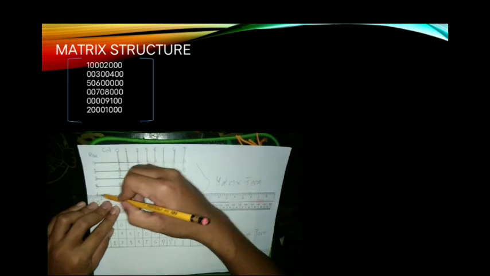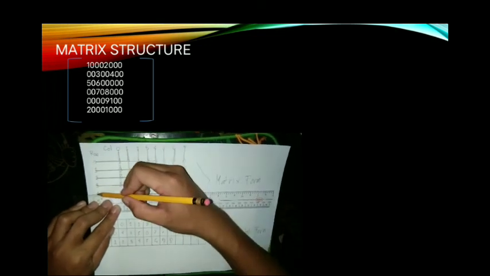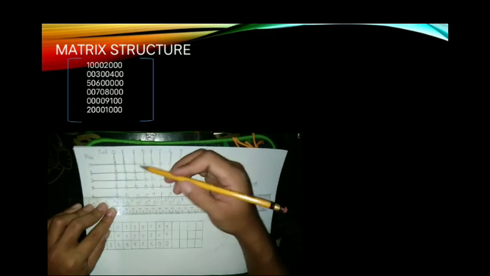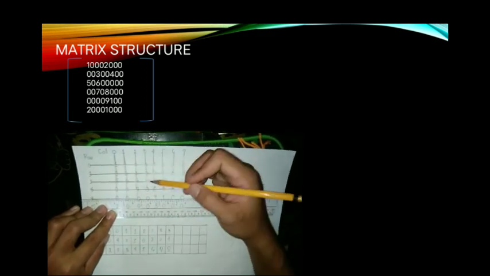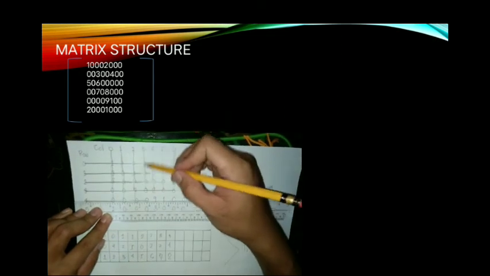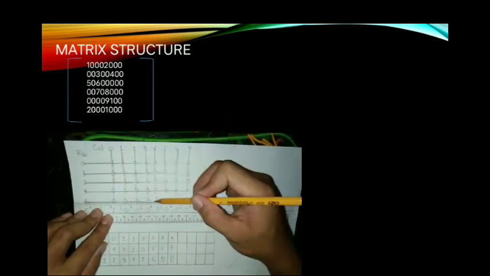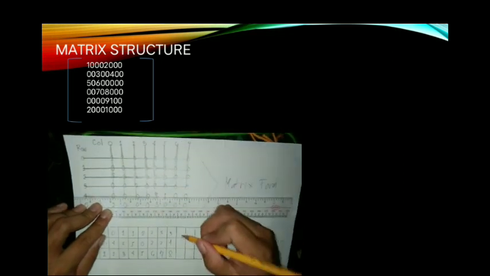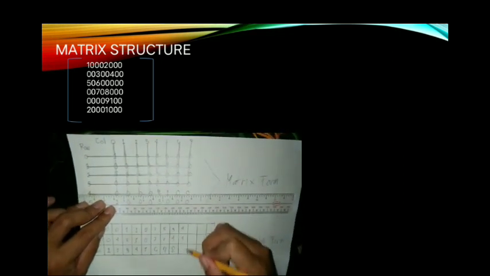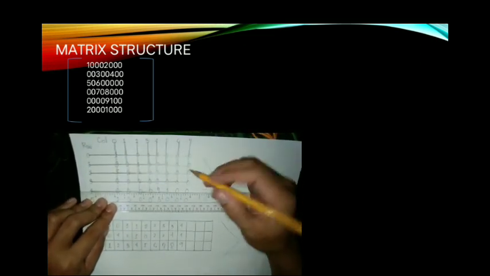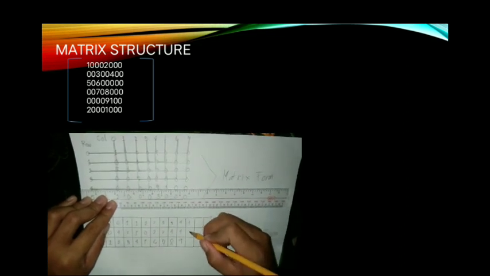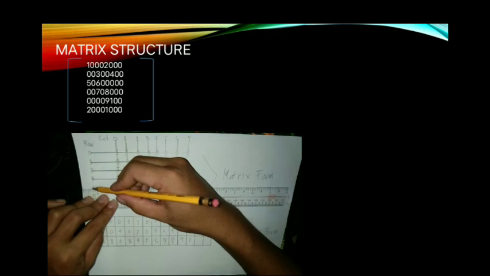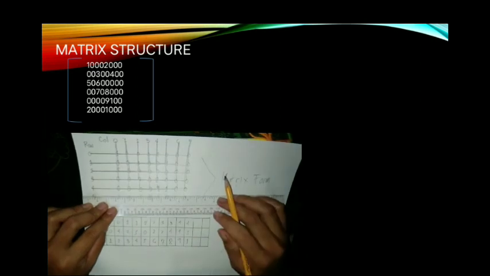So now we will proceed to row 4, column 0. Row 4, column 0, value is null. Row 4, column 1, value is also null. Row 4, column 2, value is null. Row 4, column 3, value is null. Row 4, column 4, value is 9. Row 4, column 5, value is 1. Row 4, column 6, value is null. Row 4, column 7, value is also null.